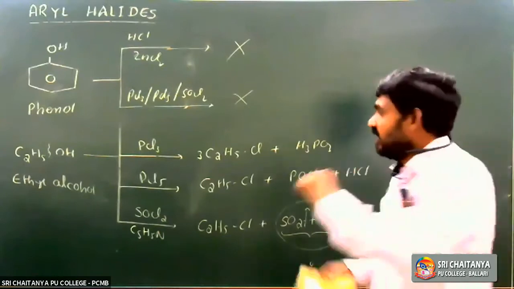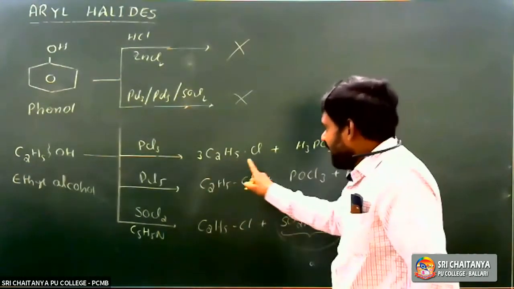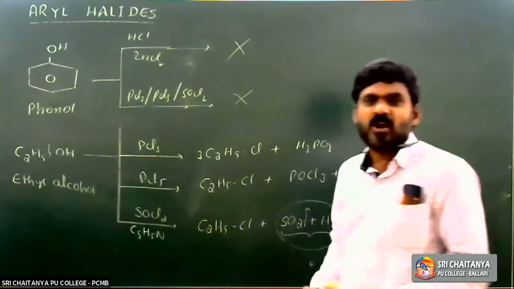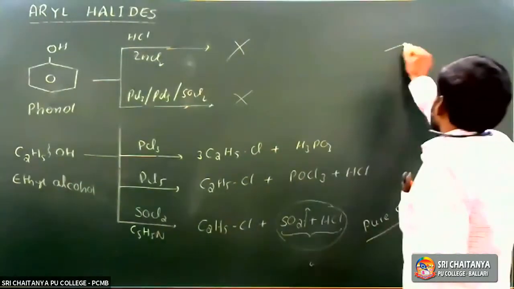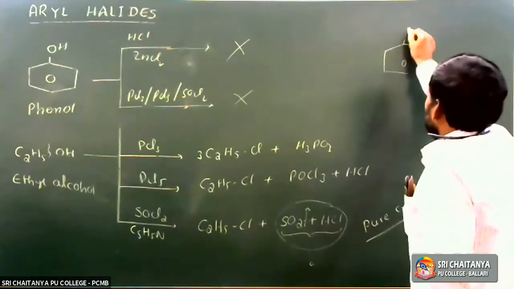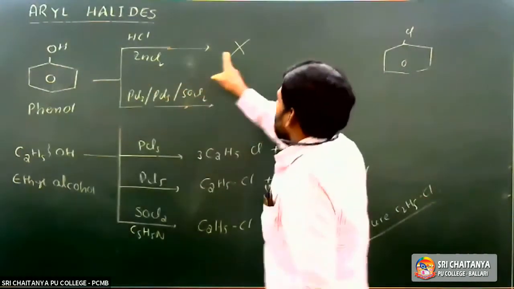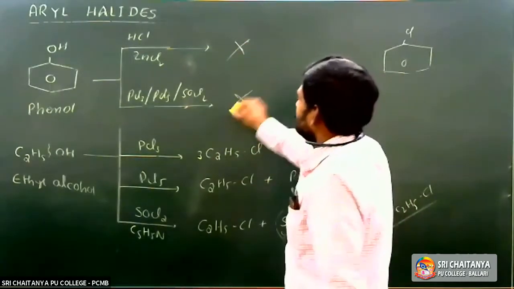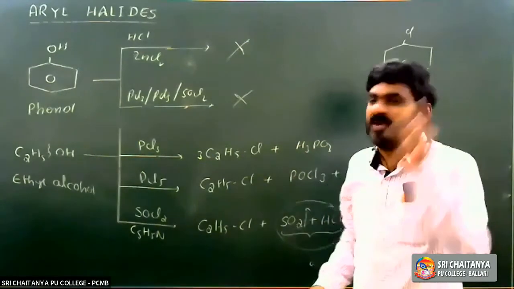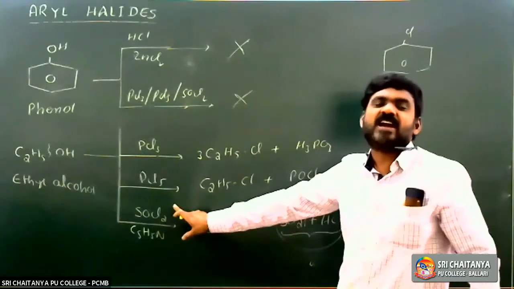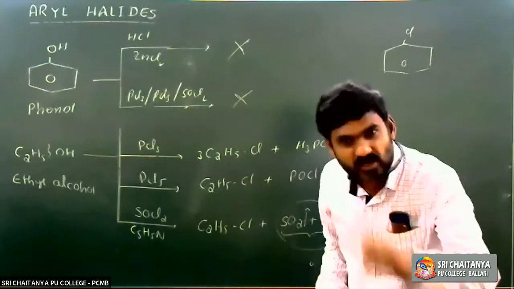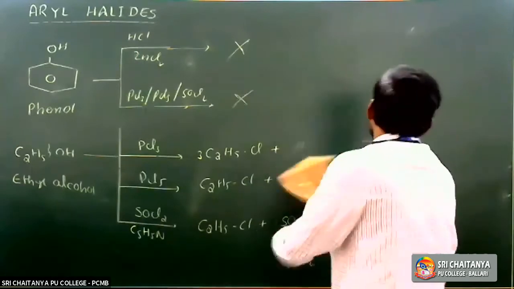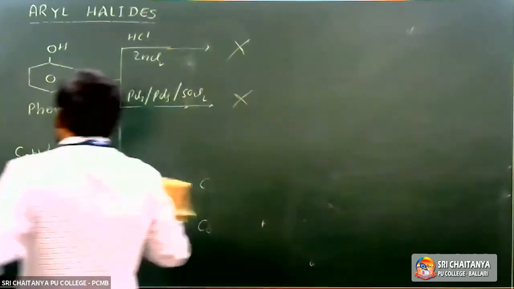So aliphatic halogen derivatives, that means alkyl halides, are prepared from alcohol. To prepare ethyl chloride, we take ethyl alcohol. To prepare chlorobenzene, if you take phenol, what happens? Here there is no reaction. So haloarenes are not prepared from phenol like alkyl halides. Alkyl halides are prepared from alcohol, but aryl halides are not prepared from phenol.